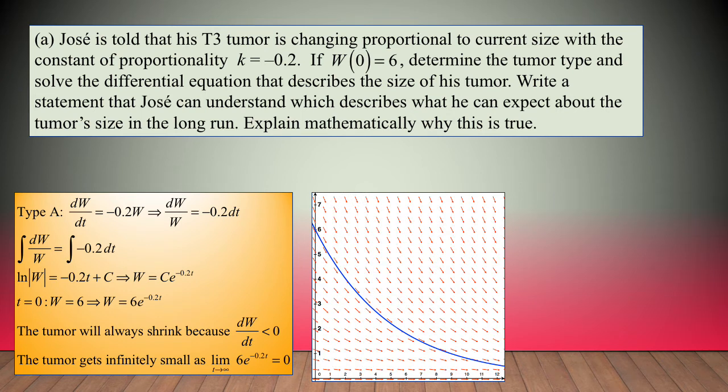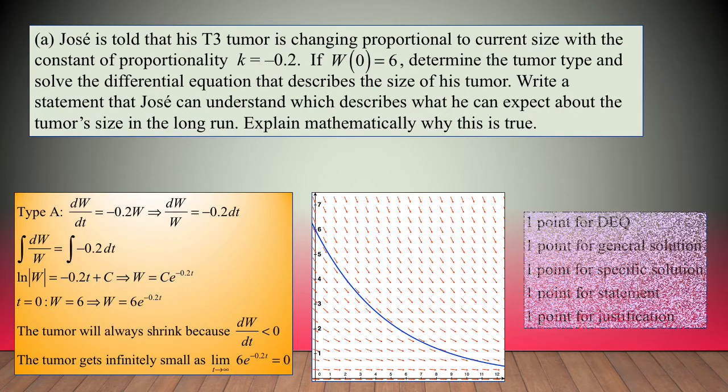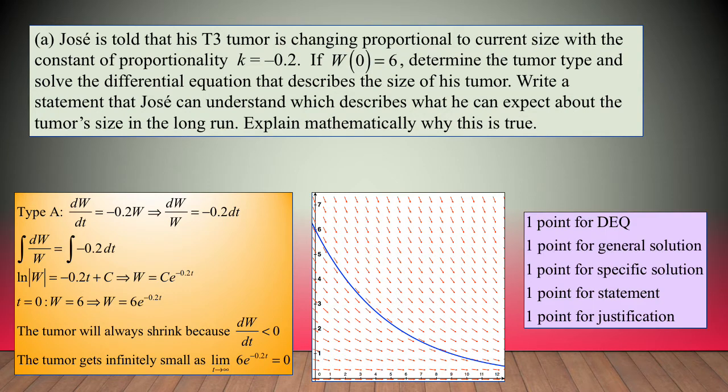Although a graph of the slope field of the DEQ and the solution to the DEQ is not necessary, it might help in the explanation. The tumor will always shrink because dW/dt is less than 0. And also the tumor will get infinitely small because the limit as t approaches infinity of 6e to the negative 0.2t is equal to 0. This is a 5-point problem. 1 point for setting up the DEQ, 1 point for the general solution, 1 point for the specific solution, 1 point for the statement to Jose, and 1 point for its justification.